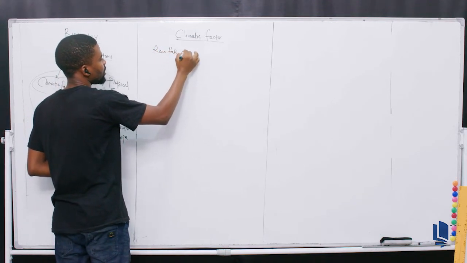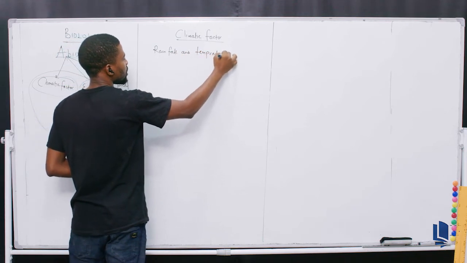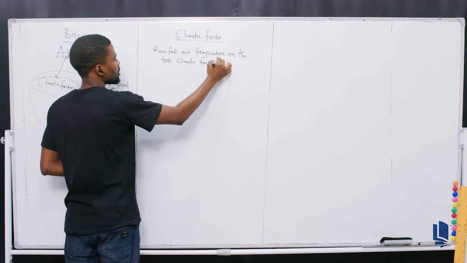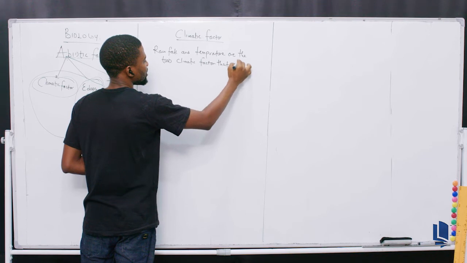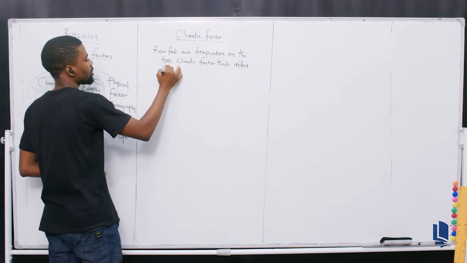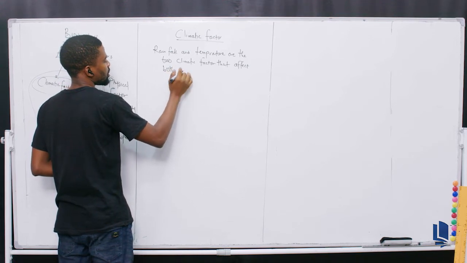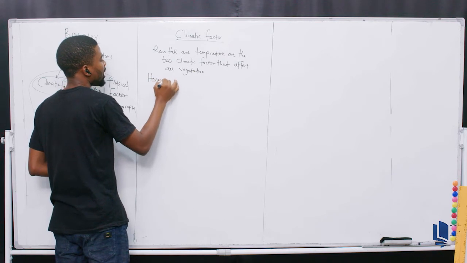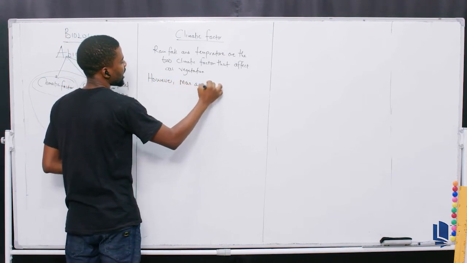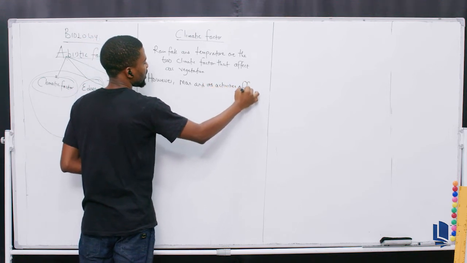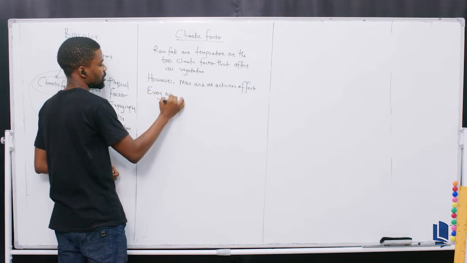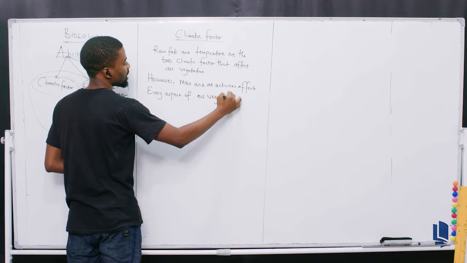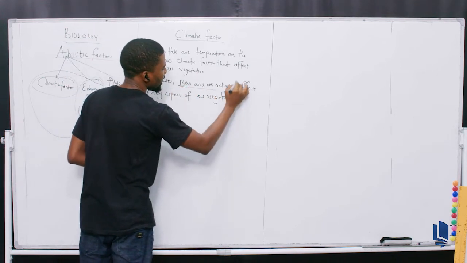Rainfall, I'm going to write this because I don't want anybody to make mistakes on it. Rainfall and temperature are the two climatic factors that affect both all vegetations. However, man and its activities affect every aspect of all vegetation. I have to write it because I don't want you guys to make errors on this.